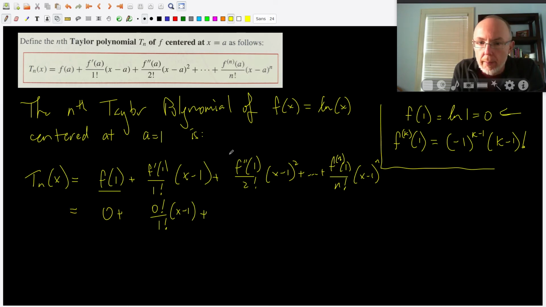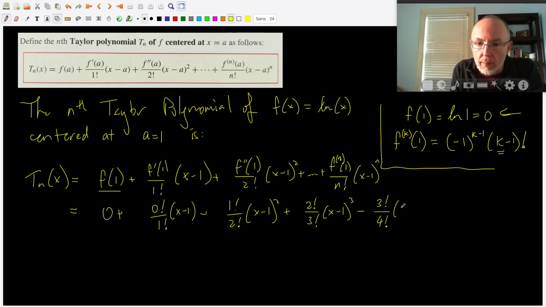The next one is going to be, now k is 2, this is going to be a negative k minus 2. k is 2, so this is 1 factorial divided by 2 factorial, times x minus 1 squared. The next one will be a positive. It's going to be 2 factorial over 3 factorial, x minus 1 cubed. The next one's going to be a negative 3 factorial divided by 4 factorial, x minus 1 to the power of 4.